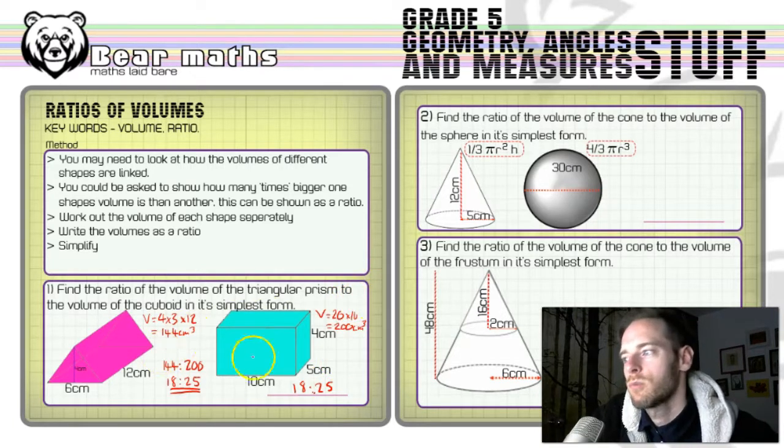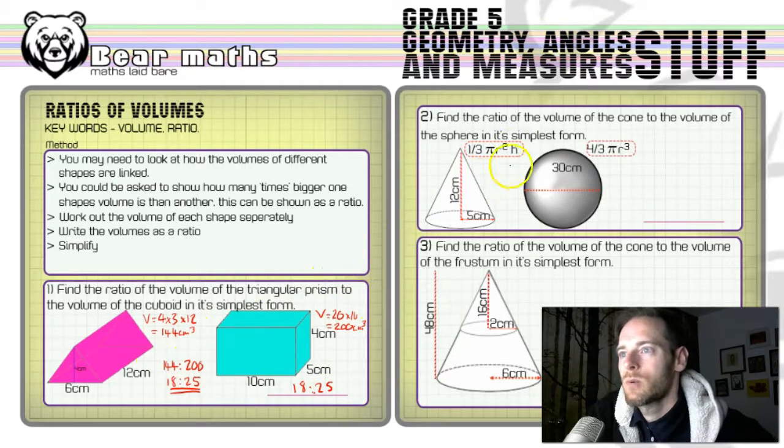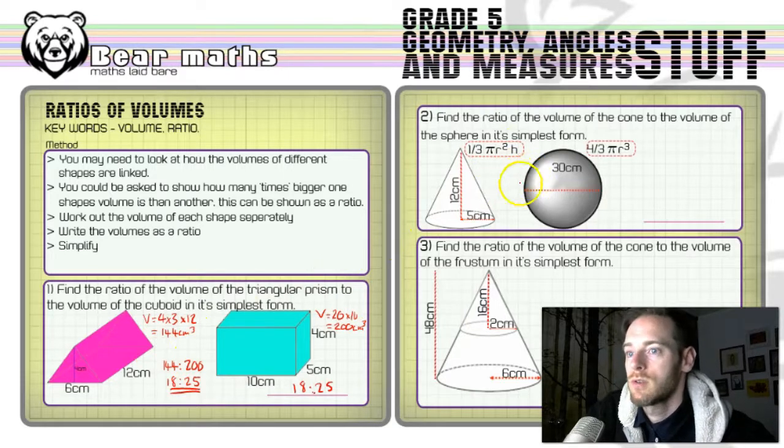Okay, so two nice ones there. In question 2, we've got two shapes that we will be given the formulas for the volume of. I've done a video on this, cones and spheres. So the volume of the cone, let's put volume of C. Volume of C means volume of cone.